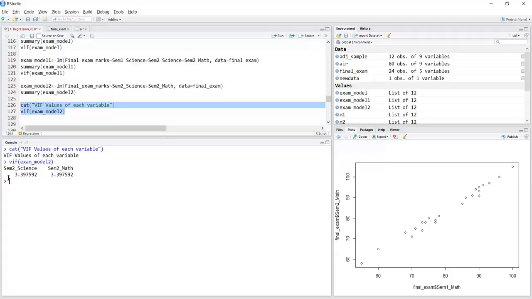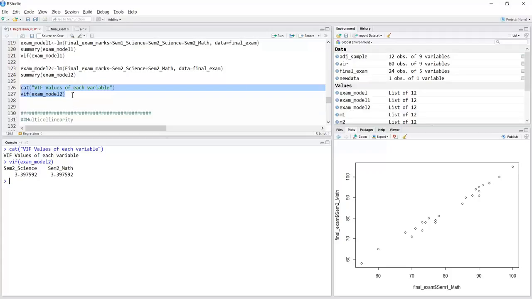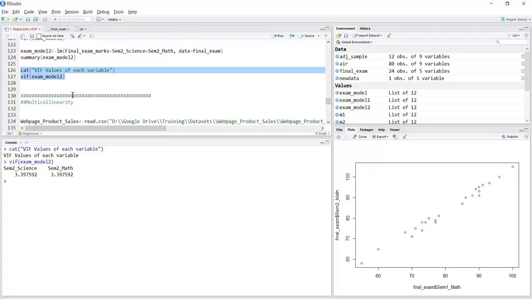So that is how we detect multicollinearity. If there is multicollinearity, we can drop the variables, because that is kind of redundancy. In presence of that variable, we don't need the remaining variables. That's the reason why we drop the variables that are showing signs of multicollinearity.